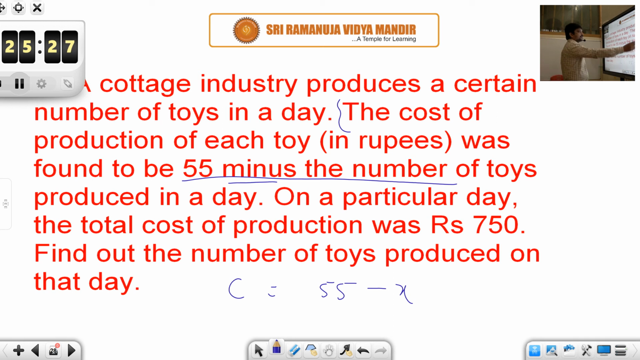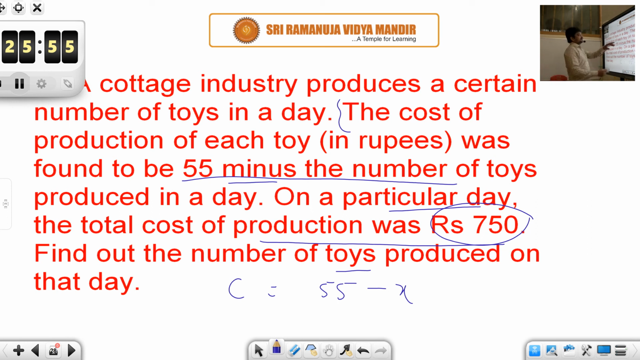Now, on a particular day, the total cost of production was rupees 750. Now, find out the number of toys produced on that day.